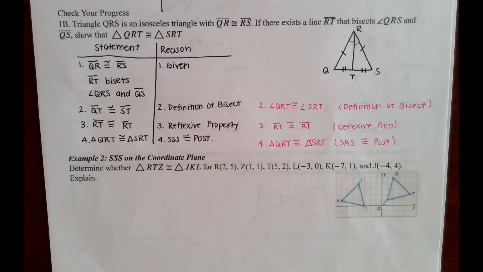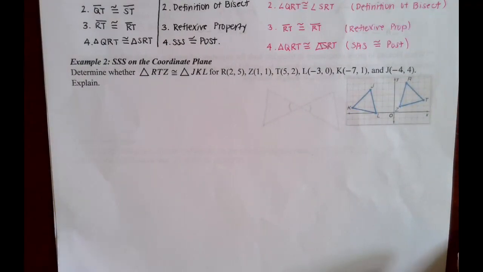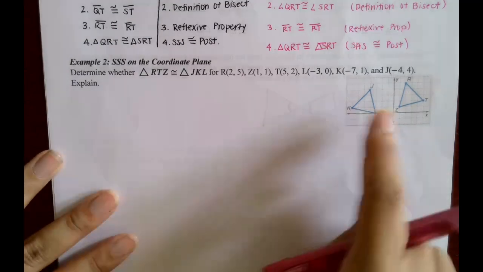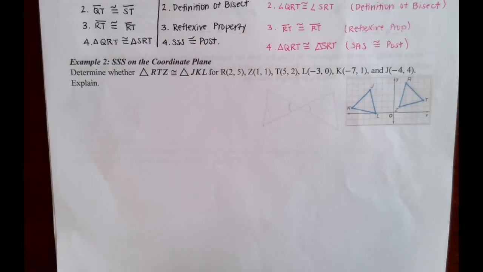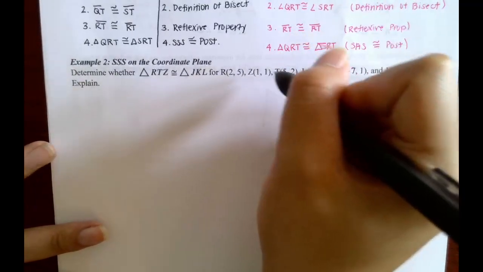Okay, so then the next one here is we're doing side, side, side, but on the coordinate plane. We're going to determine whether these two triangles are congruent, okay? And how we're going to do that is we're going to find the lengths of each of the sides. Okay, so I'm going to find the length of each side here, and then we'll figure it out from here. Okay, so I'm going to start with RT.